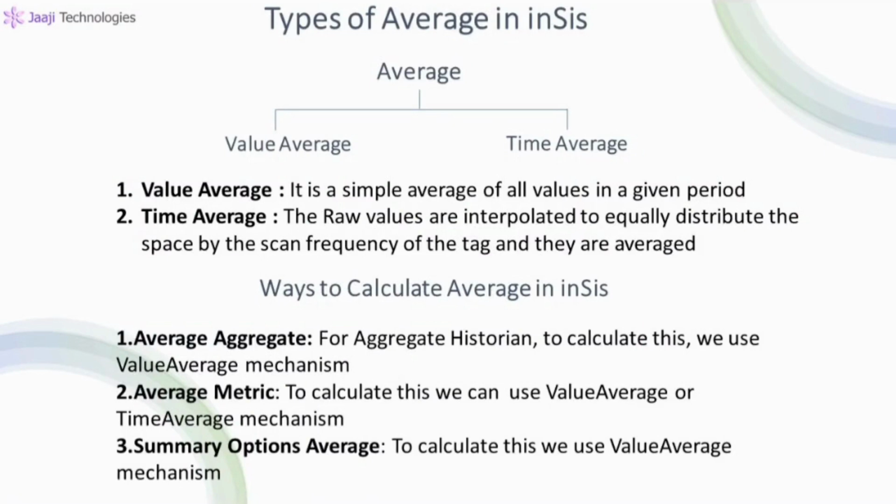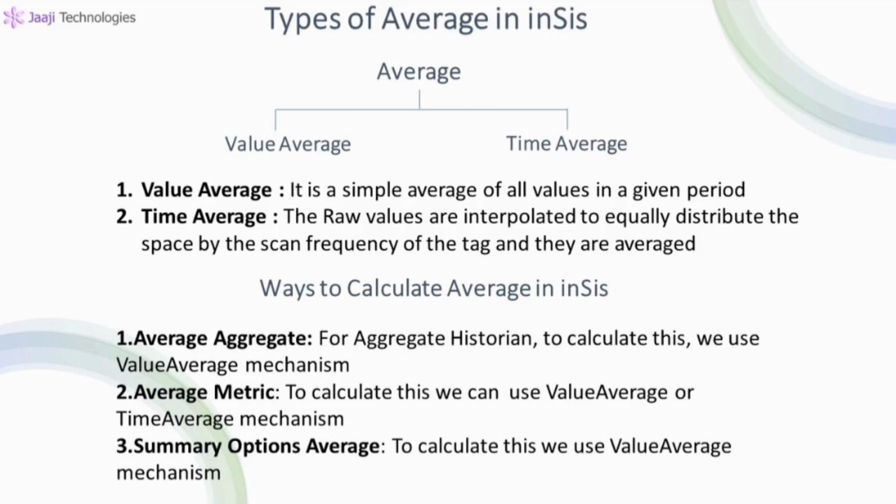Hello everyone. In this video, we are going to see different average mechanisms available in inSis and how to use them. We can calculate average by two ways. One is by value average and another by time average. Value average is a simple average of all values in a given period. That is, if there are 60 values between the time interval, it simply takes the average of all values.